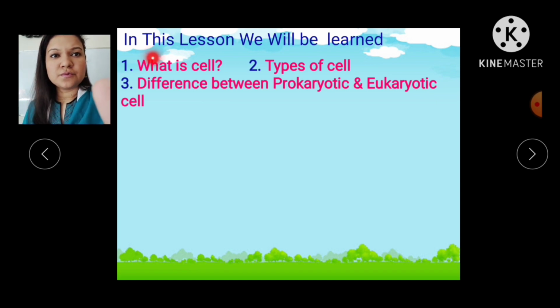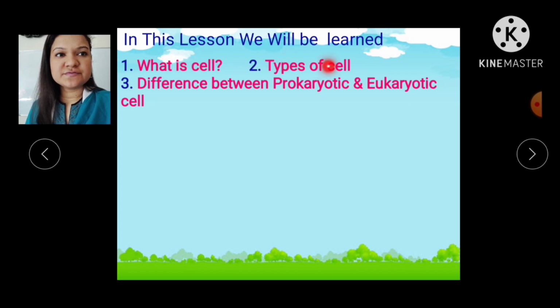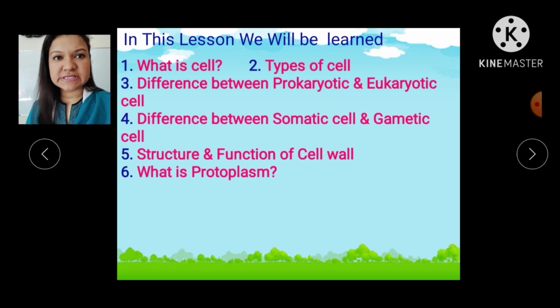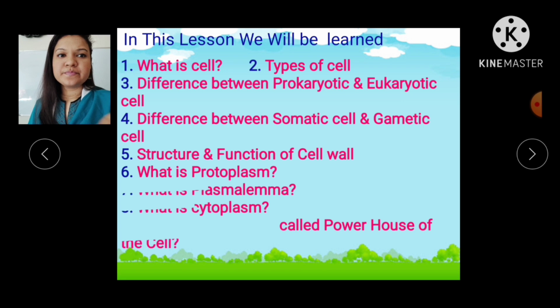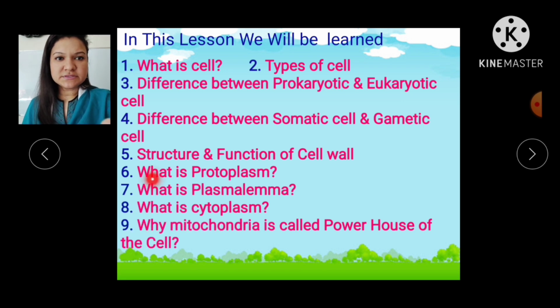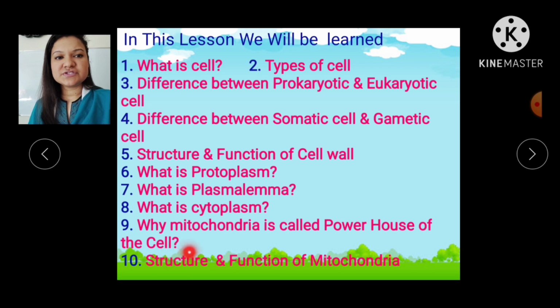First of all, what is a cell, types of cells, differences between prokaryotic and eukaryotic cells, differences between somatic cells and gametic cells, structure and function of the cell wall, what is protoplasm, what is plasmalemma, what is cytoplasm, why mitochondria is called the powerhouse of the cell, and then the structure and function of mitochondria.